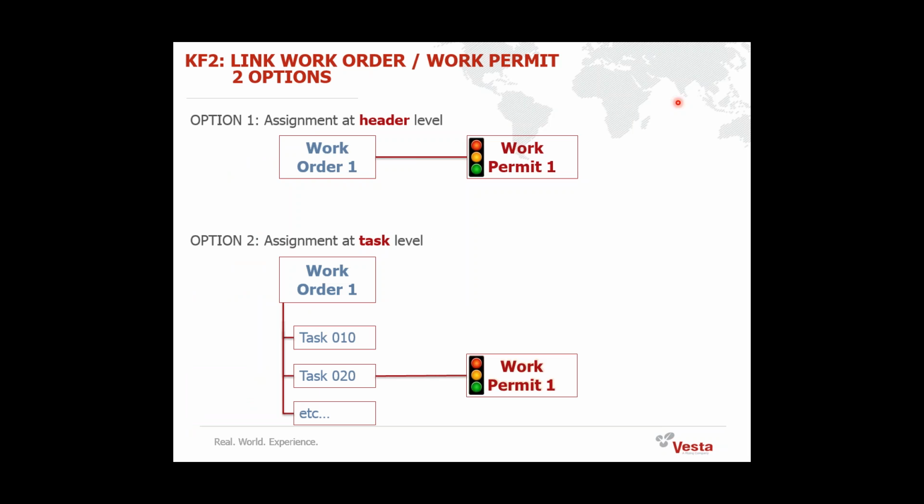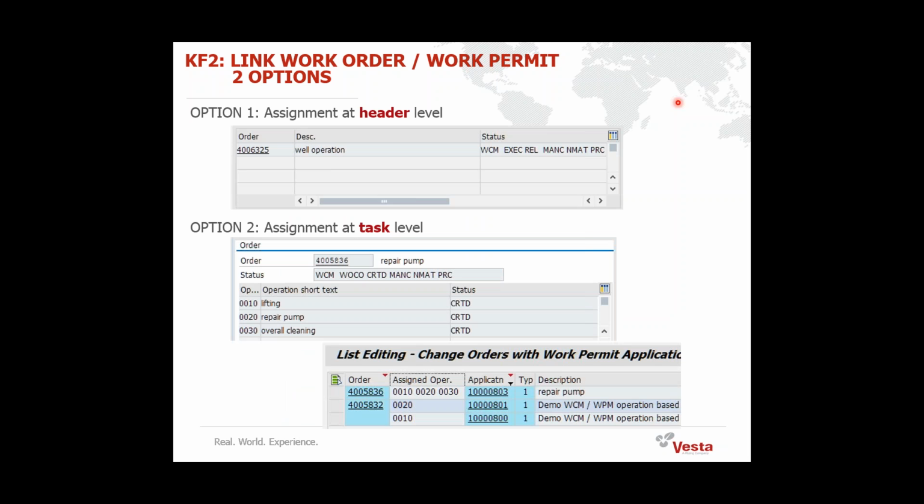Feature number 2, that's how you link the work order and the work permit. There are 2 options available. One is that you assign it at a header level, so mainly you have a one-to-one relation. In option 2, you can assign it to a specific task within your work order. So not all tasks, but you specify the tasks that you need. Here once more is an example of how it will look in SAP. When you have a header level, you obviously only see the orders, and of course when you assign at task level, you can choose which operation you want to create a work permit for.